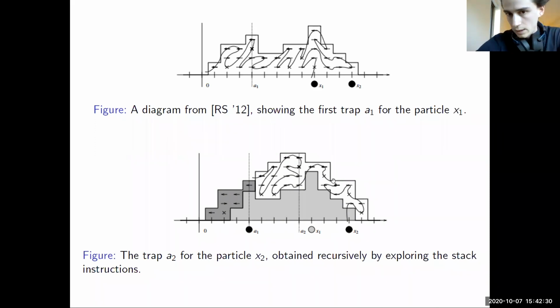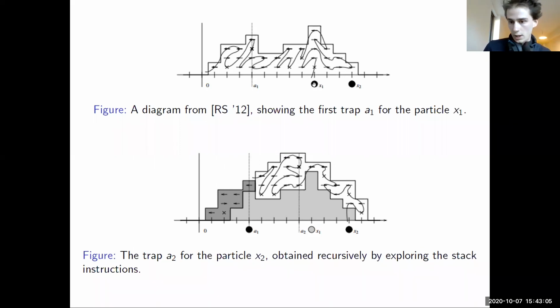So we're on Z. Let xk denote the position of the kth particle to the right of 0. So I'm only looking at particles to the right of 0 for now. So in my initial condition, the kth particle to the right of 0 is at xk. I'm going to find traps for these particles. The trap for the particle xk will be called ak. I'm going to use some recursive method where I explore the stacks to find these traps. So how does this work?